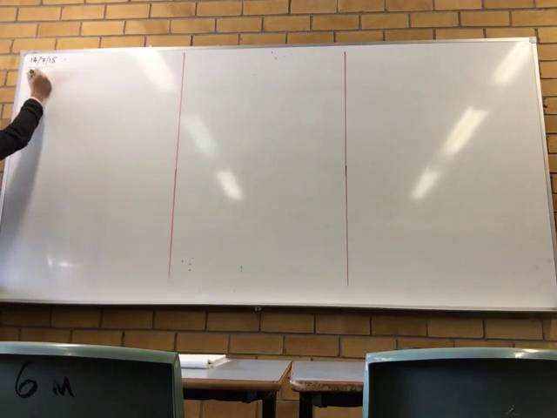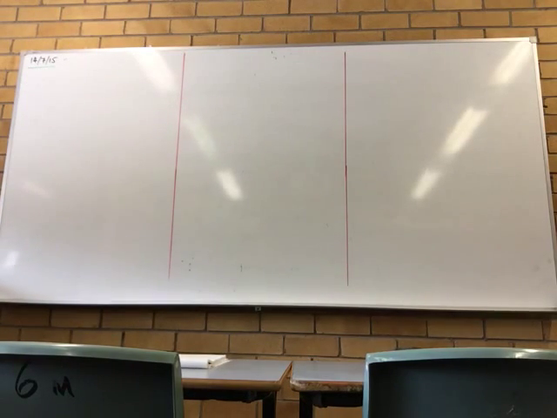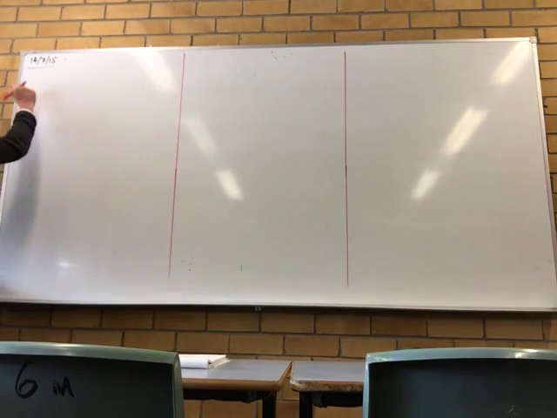Right, so up to page 56 in your notes, we're looking at 7.6 intersectional lines.